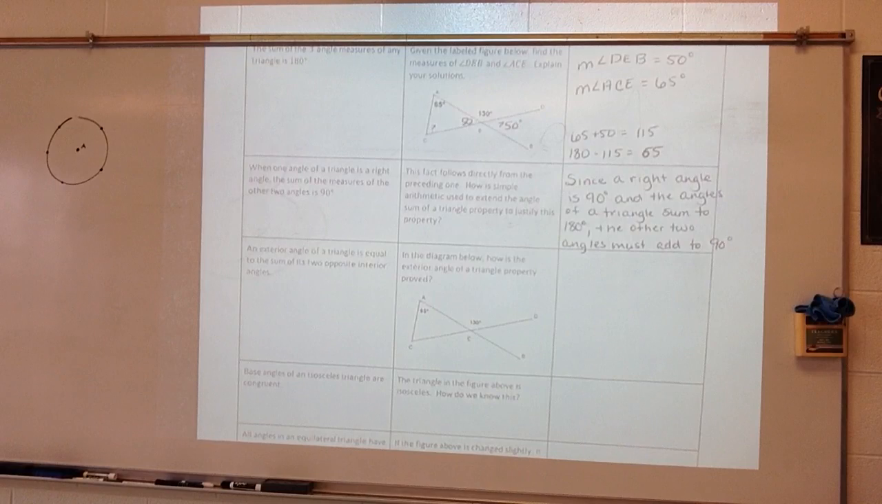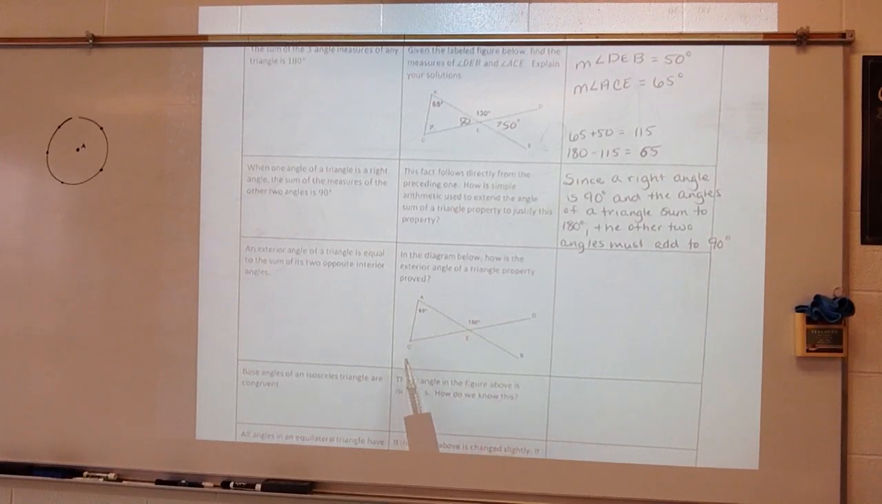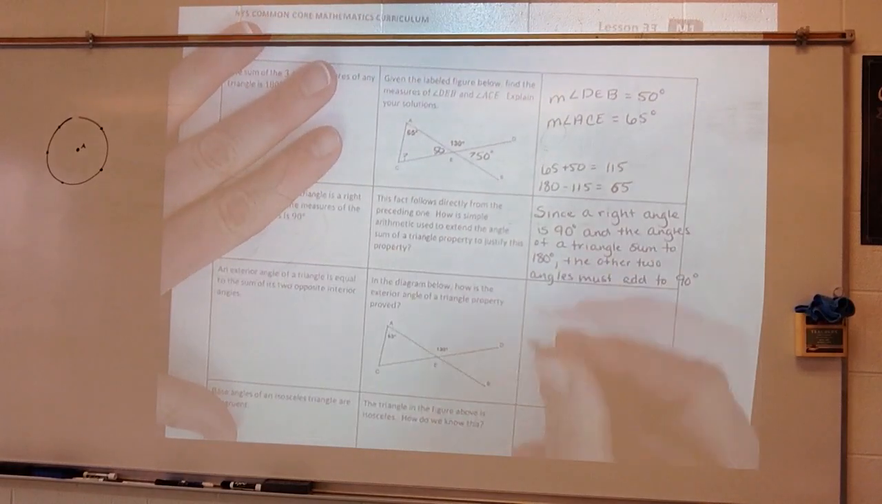An exterior angle of a triangle is equal to the sum of its two opposite interior angles. So in the diagram below, how is the exterior angle of a triangle property proved? So let's look at this. An exterior angle is equal to the sum of its two opposite interior angles. So if this is an exterior angle, that means it would be equal to these two angles added together. So the sum of two interior opposite angles and the third angle of a triangle is 180. So I know that.